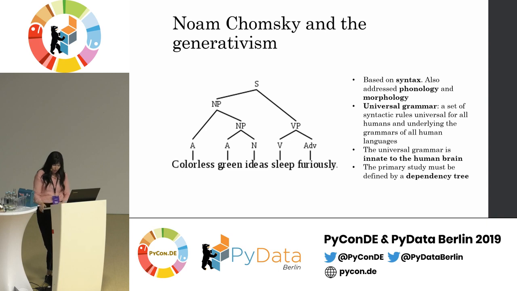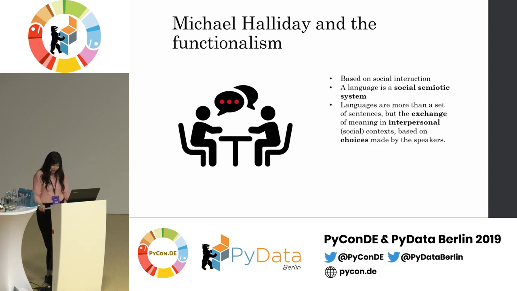On the opposite side of Chomsky, Michael Halliday published in 1985 an introduction to functional grammar. His theories are based on social interaction, and the linguistic theory is just one part of them. So there are many, and one of them is linguistics. A language is defined by Halliday as a social semiotic system, meaning that it evolves as a system of meaning potential or as a set of resources which influence what a speaker can do with language in a particular social context.